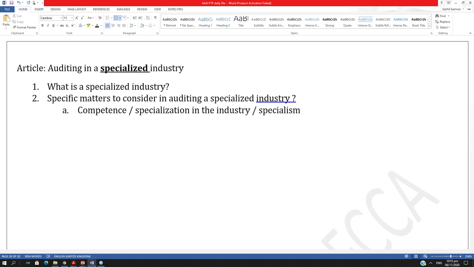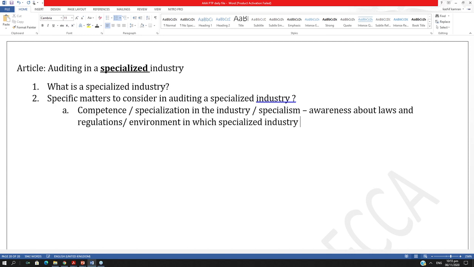Having competence as the first matter when you're auditing a specialized industry, you should have awareness about the laws and regulations of the specialized industry. You should have awareness of the environment in which the specialized industry operates. So you should have plenty of knowledge about the specialized industry. Airline is such a complex industry. Imagine a client like Emirates. Imagine the complexity of Emirates. Imagine the size of Emirates. Imagine that when you're auditing Emirates, there is loads and loads of information, and it is so difficult.